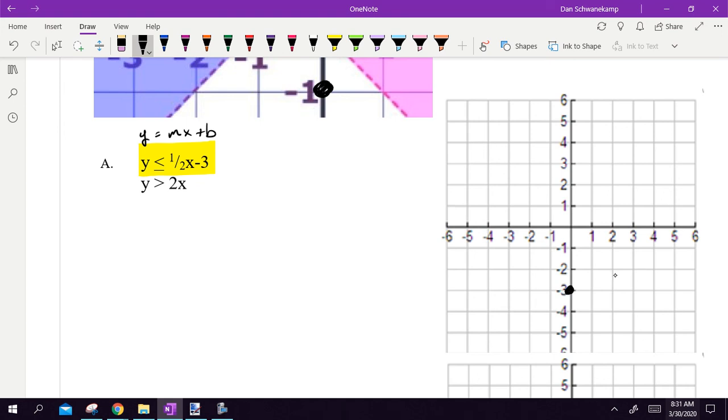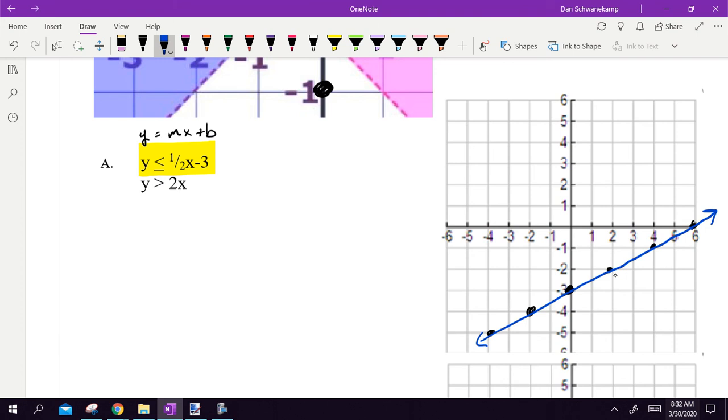I have a slope of 1/2, so I'm going up 1 over 2, up 1 over 2, up 1 over 2. There's a solid line underneath, so since there's a solid line underneath, I'm going to make a solid line. I'm going to make it blue. There's my first line. Solid because it's solid underneath.